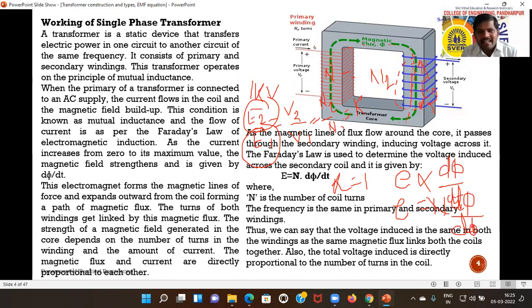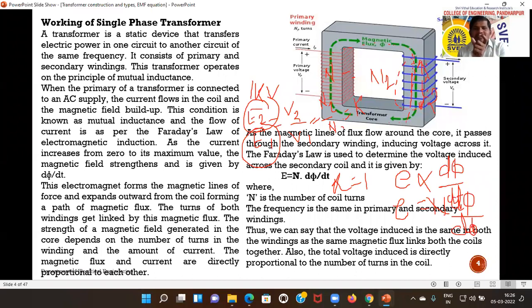And in electrical, this is the only device that is static. All other devices are dynamic devices. That means all other devices contain a rotating part. So in electrical, there is only one device, that is the transformer. It is a static device.